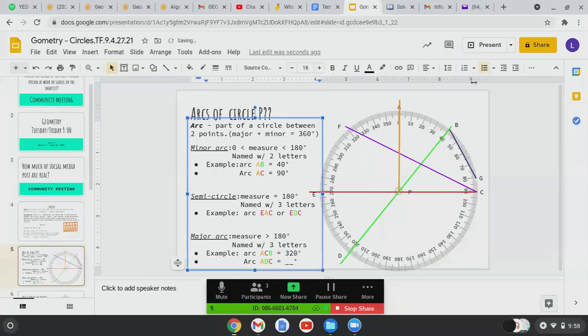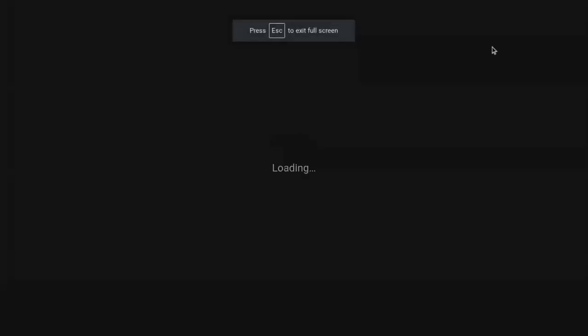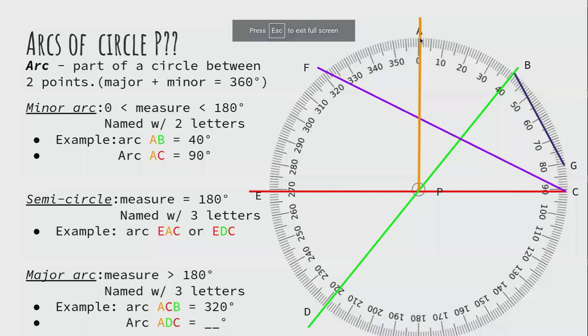Absolutely. So when we add them together, they total 360. So our little 40 right here, plus all the way around, all the way to here, our 320 makes our whole circle. So the second arc was the arc from A, looking to the right, going to C, and that is 90 degrees.